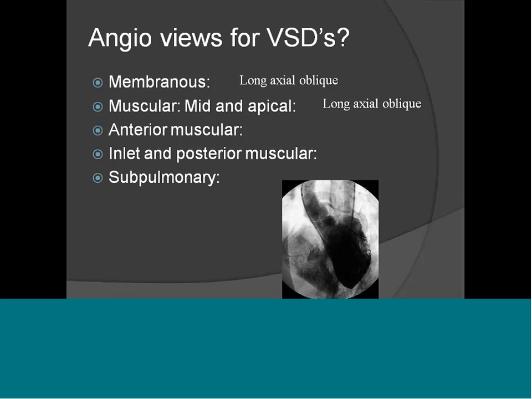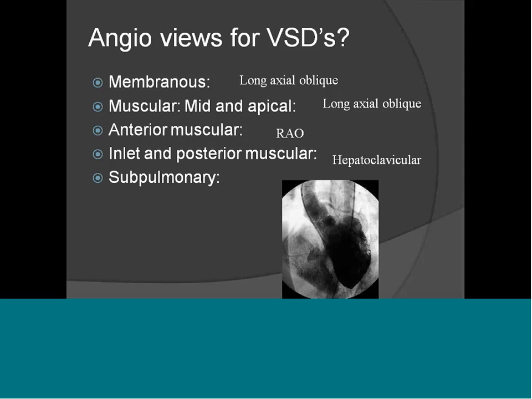You could do lateral, but it's very difficult to see because you'll have the RV coming in there. So the right answer, if you really want to see, is RAO. Right anterior oblique, very good for anterior muscular VSD. Inlet and posterior muscular, which one? Okay, all agree on that. Hepatoclavicular, which is 40 LAO and 40 cranial.